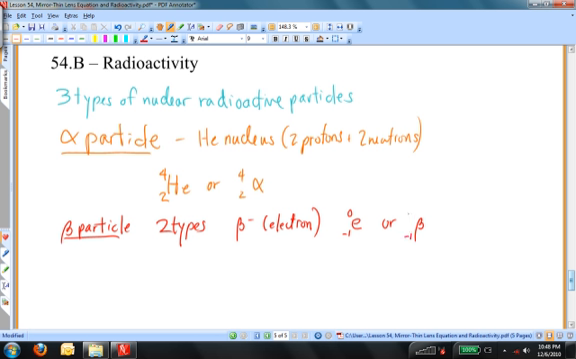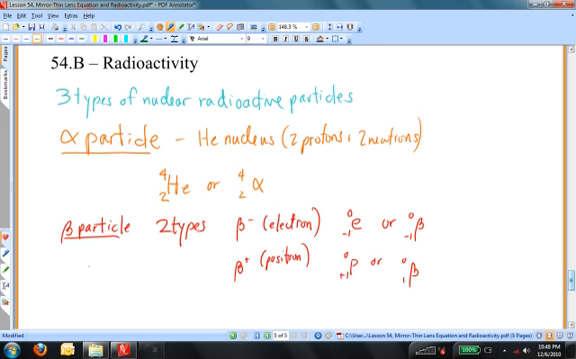Sometimes you'll see this indicated as a beta with a -1 subscript and a 0 superscript. Both of those are beta minus particles. The other is a beta plus particle. This is the positron. It will be indicated sometimes with a p for positron. It'll have a +1 downstairs and a 0 upstairs, or you may see it written as a 1, 0, the 1 being the subscript and the 0 the superscript. Those are the two types of beta particles.